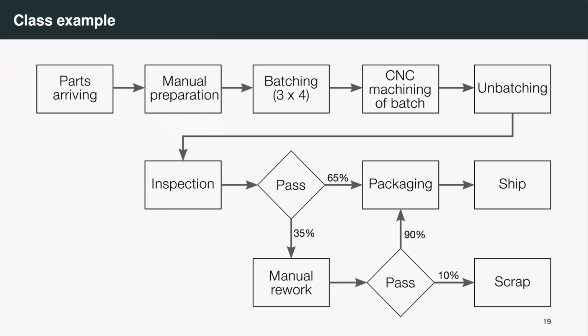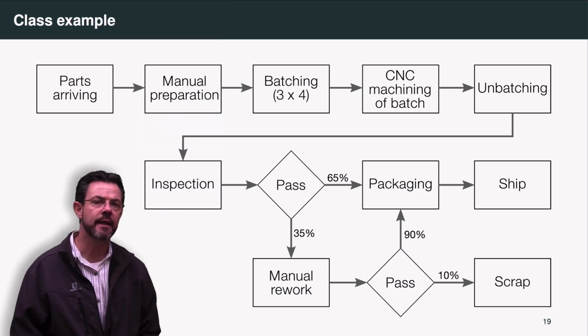Now, if the part does not pass the quality check, which happens 35% of the time, there's some manual rework that a worker can do and then re-inspect it again. After the rework, 10% of the units still don't pass and we have to scrap them. But 90% of those reworked units do pass, and from there they get sent back to the packaging line where they get packaged and shipped.